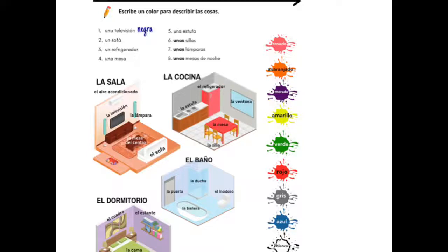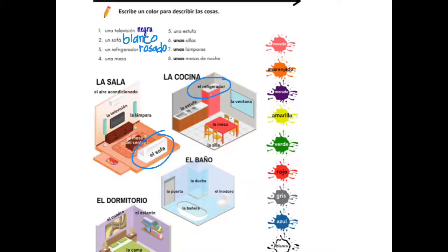For number 2, we have un sofa. Sofa just happens to be an irregular one, even though it ends in an A. It's going to be masculine. So I would say that that's definitely blanco. So I'm going to add here un sofa blanco. Then we have un refrigerador. I'd probably say that's rosado.